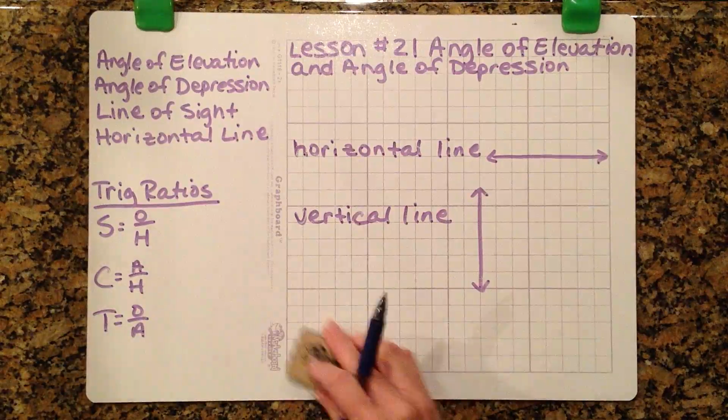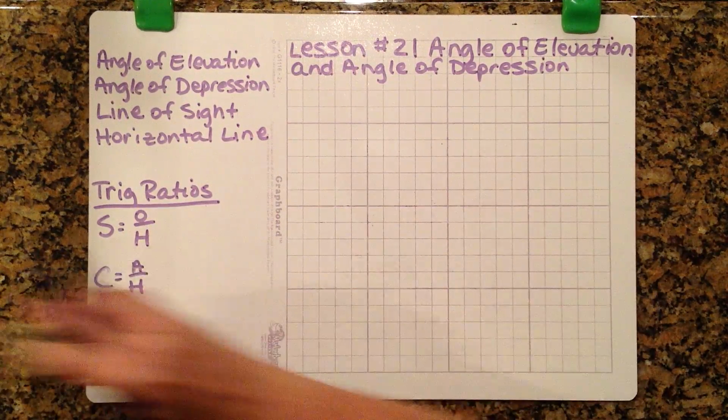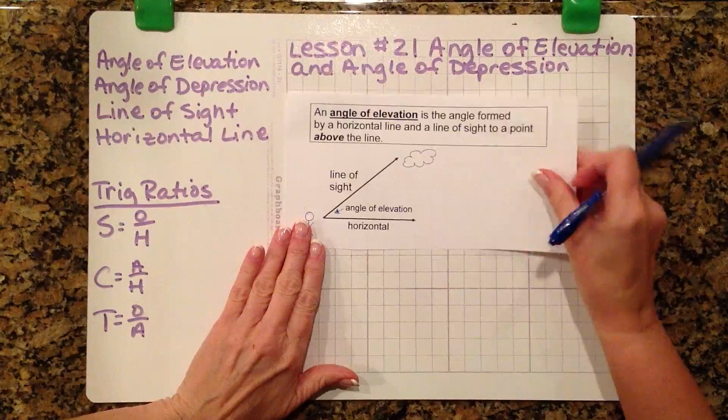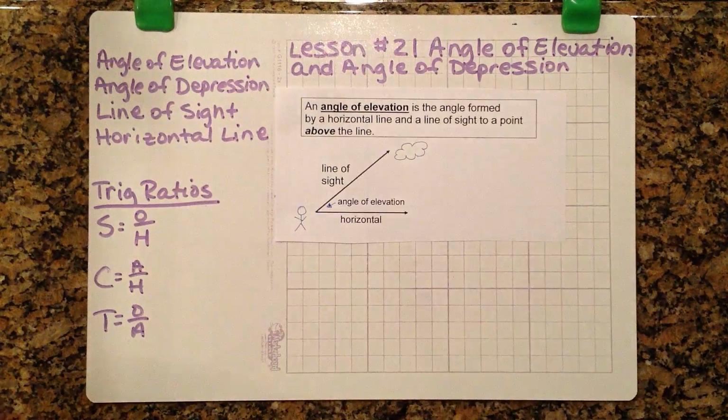All right, let's look at our first definition, and it is angle of elevation. If you do need to, stop the video and write this down and draw the diagram, please. Diagrams help. So an angle of elevation is the angle formed by a horizontal line and a line of sight to a point above the line.